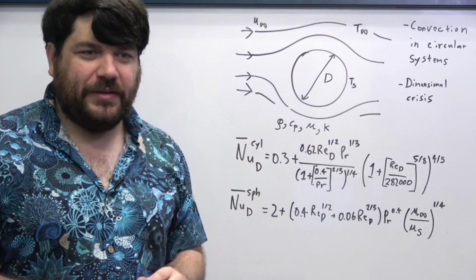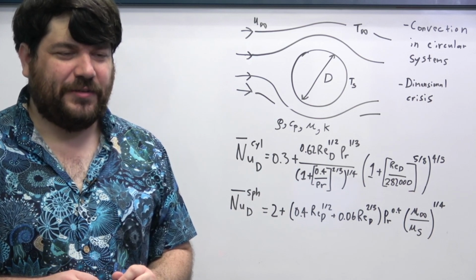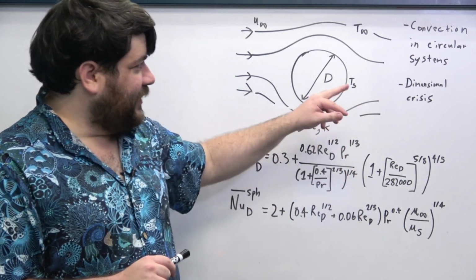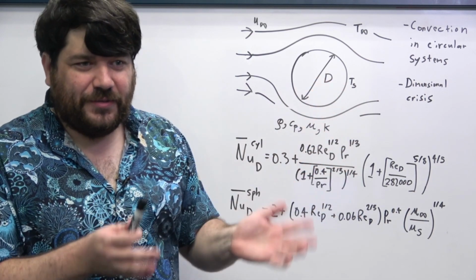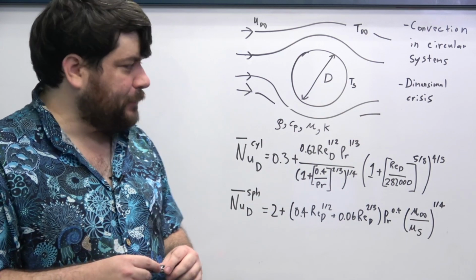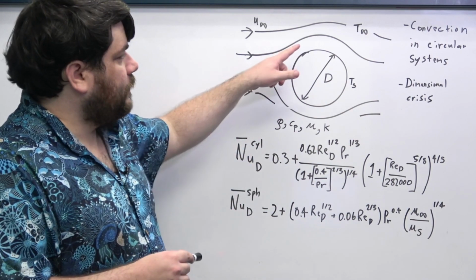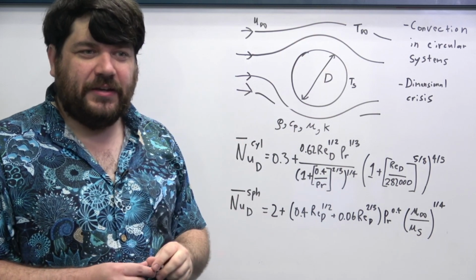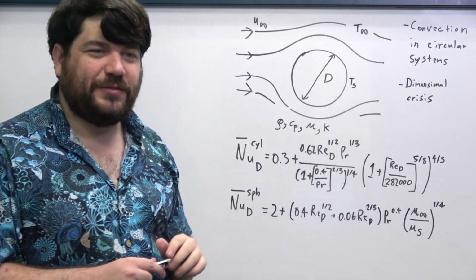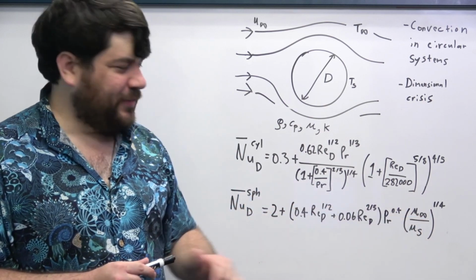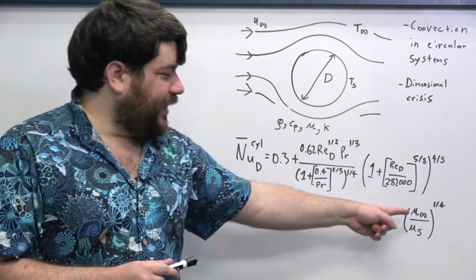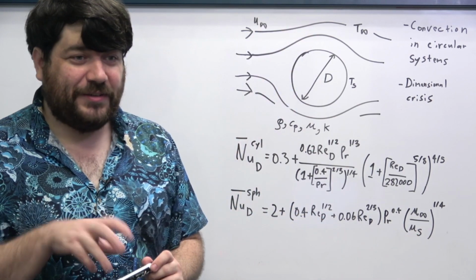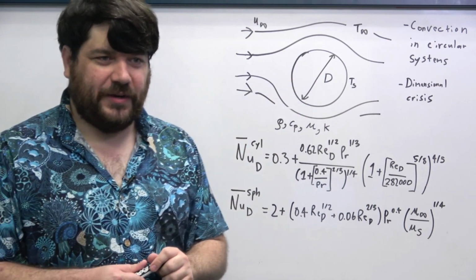and the ambient. For a sphere, however, it turns out that we need to consider not just the material properties at a film temperature, which is the colloquial name for this kind of average temperature. We actually need to consider them both far away, at T infinity, and also up close at the surface of the sphere. That's what this notation over here means. Mu infinity means that we are plugging in the dynamic viscosity far away from the sphere, and mu s means that we're plugging in the dynamic viscosity close to the sphere.